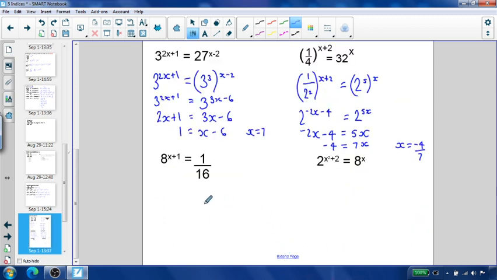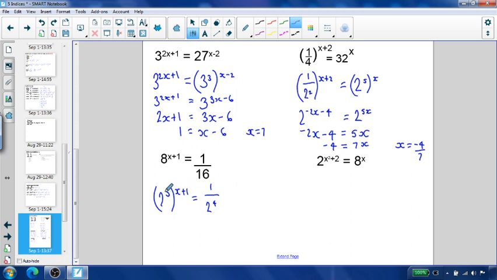Let's have a look at the last two. 8 to the power of x plus 1 is equal to 1/16. Again, I've got to get the same bases. A good base to start off with is 2. So I know that 8 can be rewritten as 2 cubed, and then it's still to the power of x plus 1. And 1/16 could probably be rewritten as 1 over, now 2 to the power of 4 is 16.